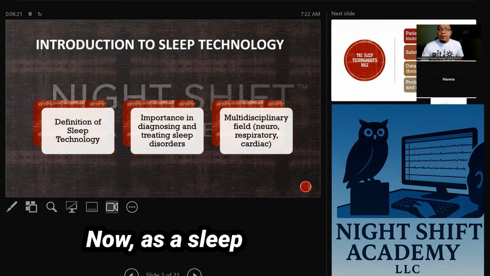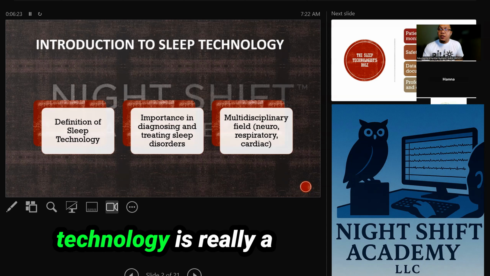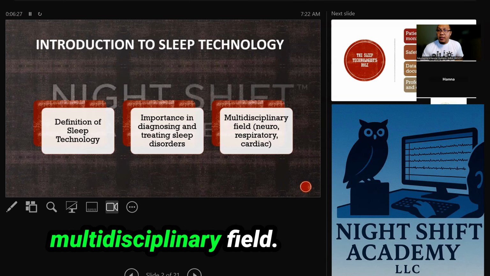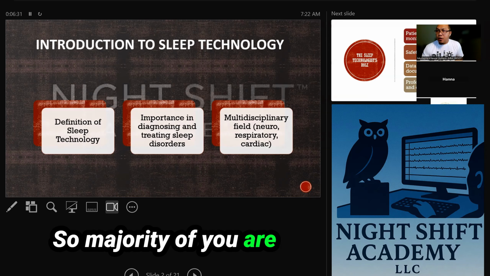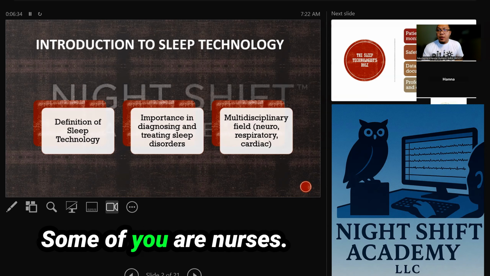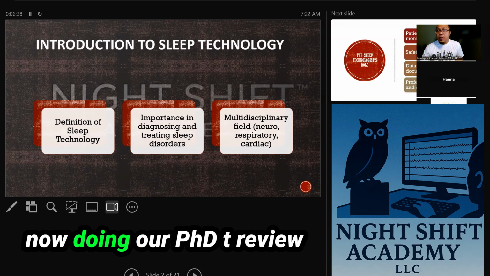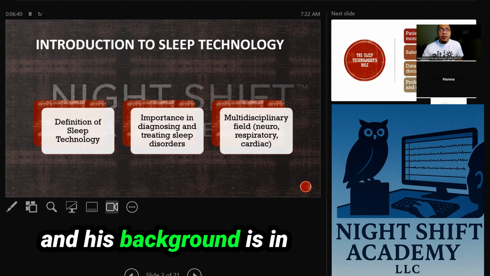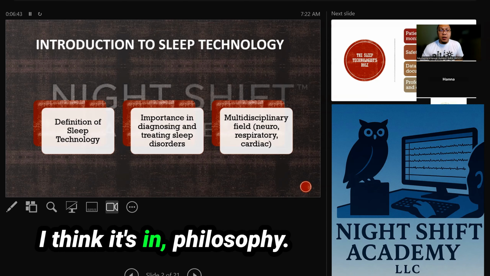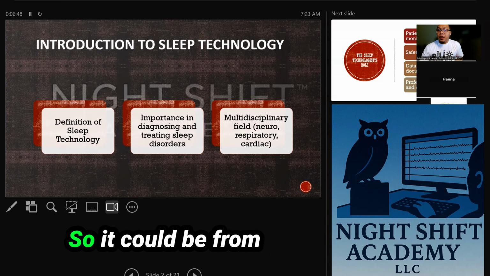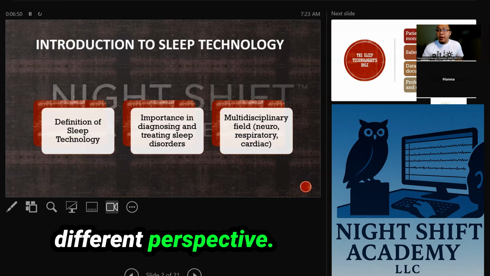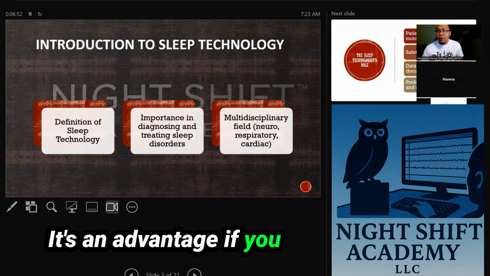Now, sleep technology is really a multidisciplinary field. So the majority of you are respiratory therapists. Some of you are nurses. I have one student right now doing our PhD review, and his background is, I think, in philosophy. So it could be from a different perspective. It's an advantage if you are in the medical field.